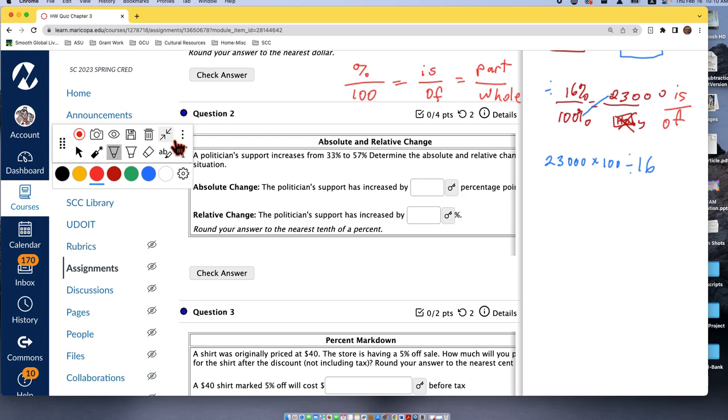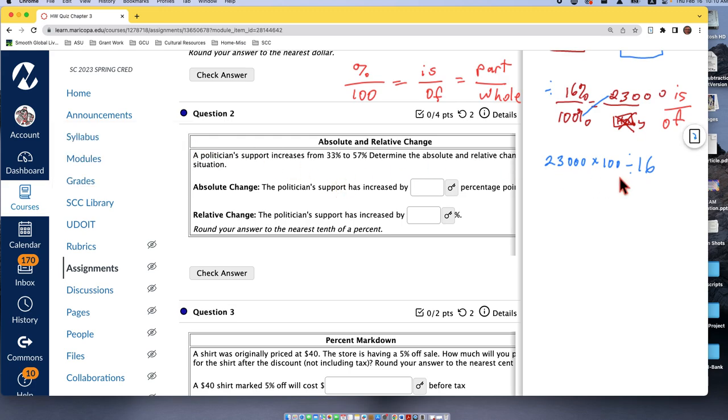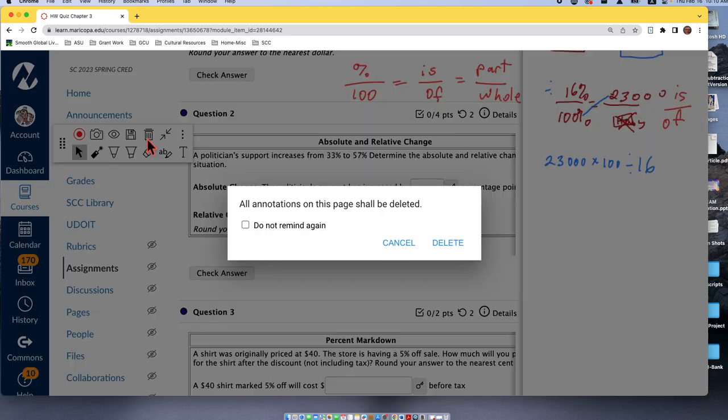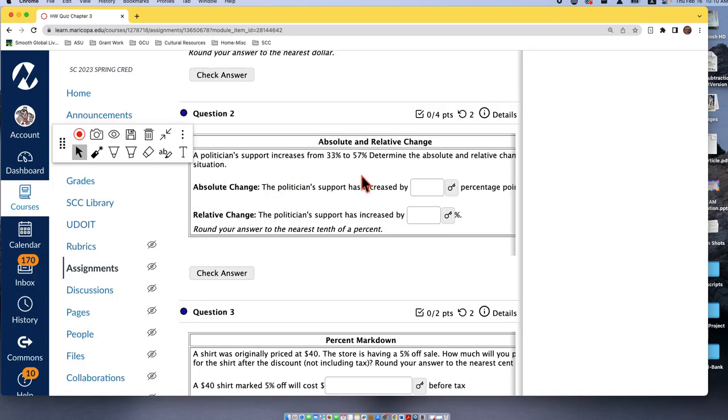Here's another one, a different type of problem. Let me clear this stuff out. Okay. So there's two types of change that we have, and again, this will maybe look a little new, but we'll get a new formula. This problem, we're told politicians support increases from 33% to 57%. They want what they call the absolute change as well as the relative change. Relative change just means percent change, so we'll talk about that secondly.